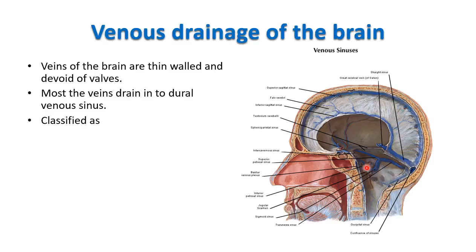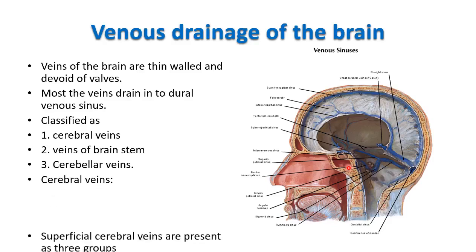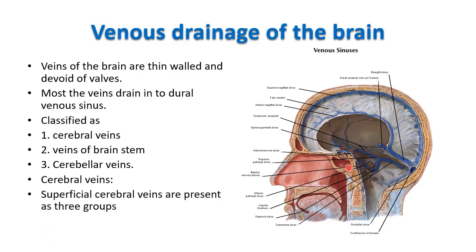Now, they are mainly classified into cerebral veins, veins of the brainstem, and cerebellar veins. The cerebral veins again can be classified into superficial veins and deep veins.